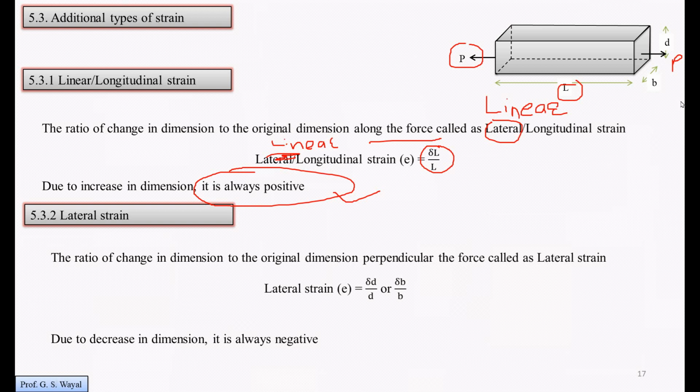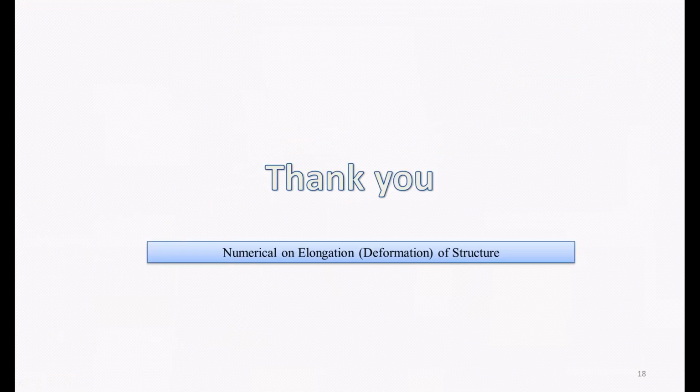If we consider the directions perpendicular to the length, width and depth are perpendicular to the length. Whatever strain is produced in the width and depth directions is called lateral strain. So delta d by d or delta b by b we can consider as lateral strain. Both values, delta d and delta b, will reduce, so the lateral dimensions perpendicular to the length will reduce. That's why we have to consider the lateral strain as always negative.